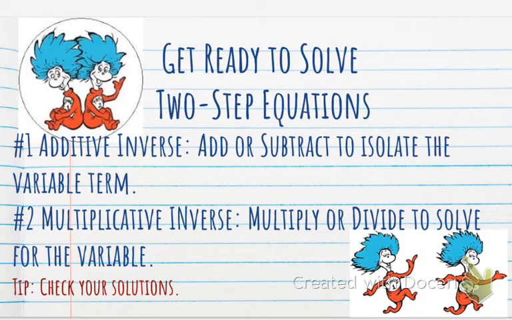The first step is the additive inverse. You're either going to add or subtract to isolate the variable. You're always thinking like thing 1 and thing 2 when you're solving an equation. You're doing the opposite of what you're being told. So if the equation is telling you to add, you are going to subtract. And if the equation is telling you to subtract, you are going to add.